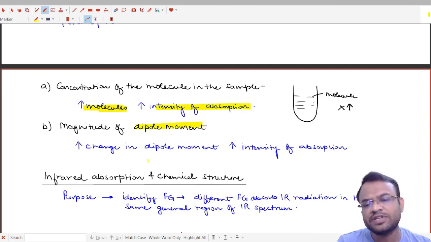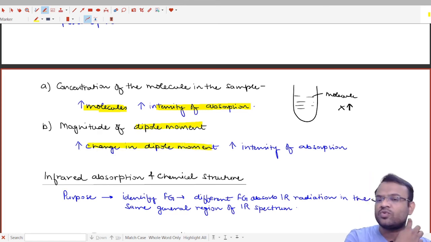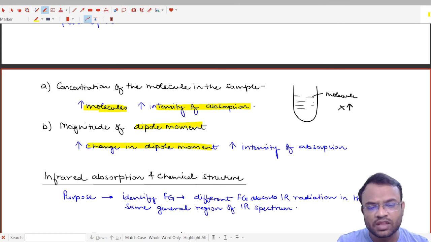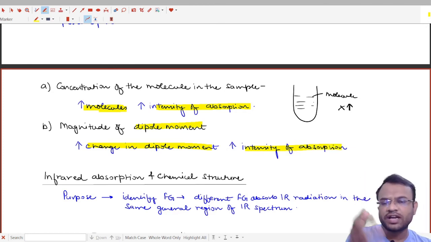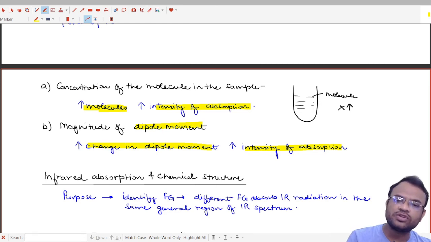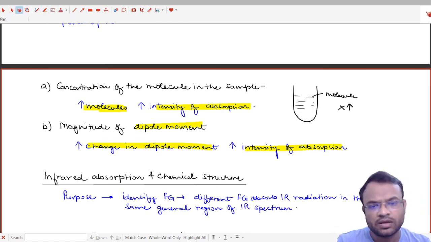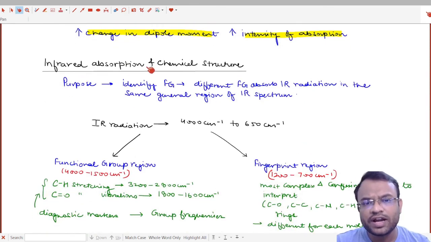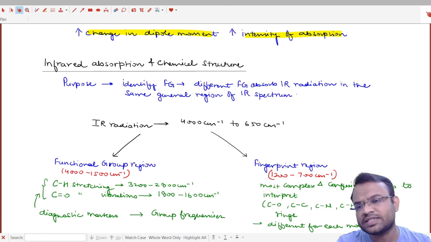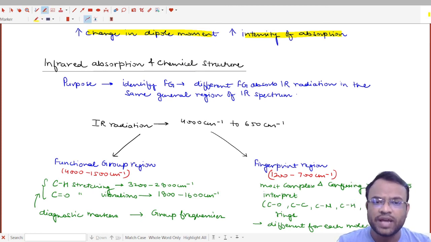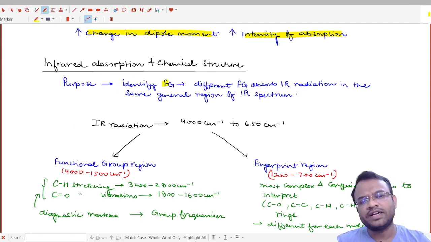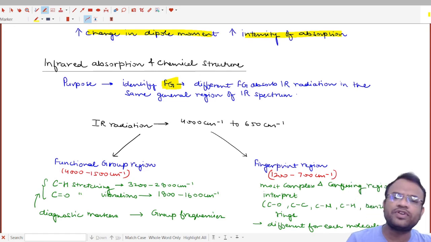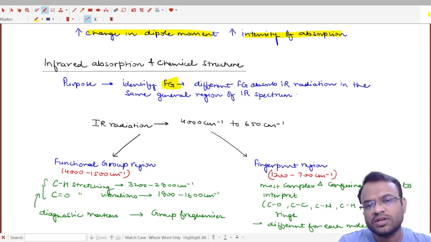Next thing is the magnitude of the dipole moment, that means change in the dipole moment, as I have already explained what is meant by change in dipole. As the change in the dipole moment is higher, intensity of absorption is also higher. So there are two features on which the infrared absorption depends. First is the concentration of the molecule, second is the magnitude of the dipole moment. Okay, now infrared absorption and chemical structure. As I have already said, the sole purpose of doing infrared radiations is to identify the functional groups. What is the functional group that is present inside a given molecule? This is what we observe.